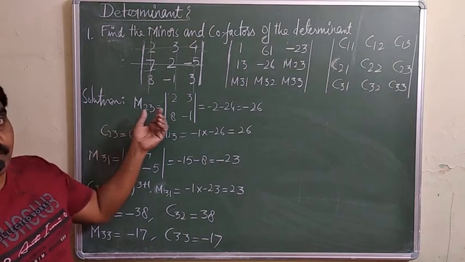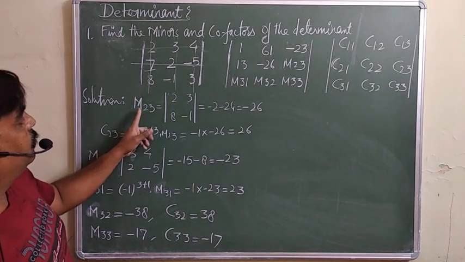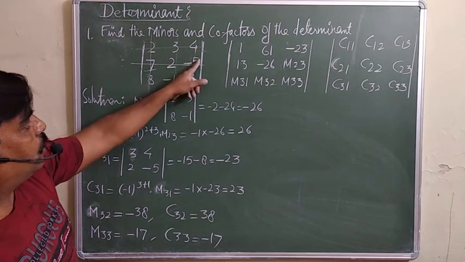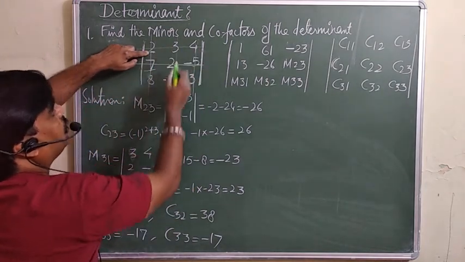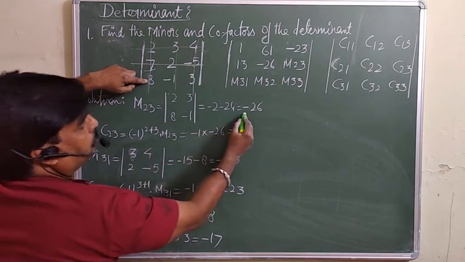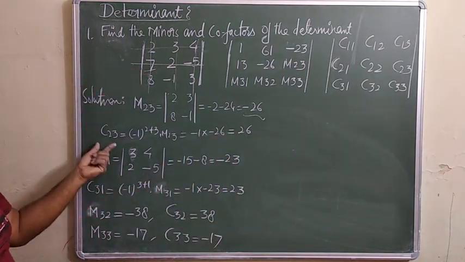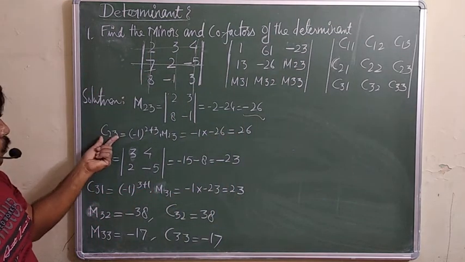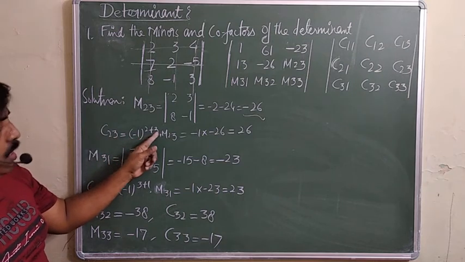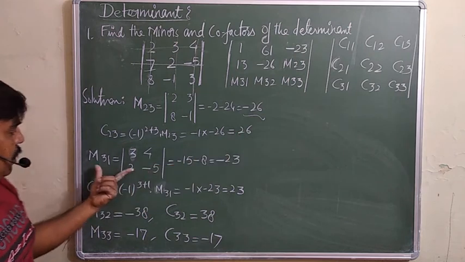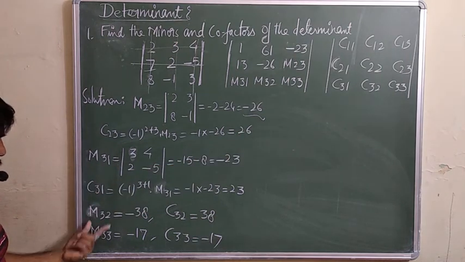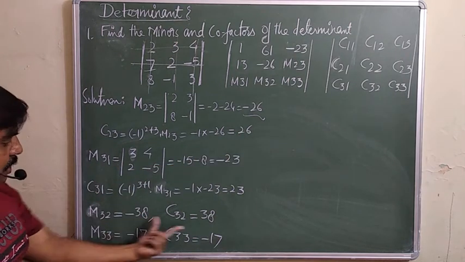Now similarly, you can find the minor M23, means second row, third column. For the second row, third column we will delete. So this is 2 3, 8 minus 1. So you will solve, we will get minus 26. You want to find the cofactor of this one. Minus 1 to power 2 plus 3 into whatever the minor is there only, plus 26. Similarly, I solve this 3 1, 3 2, 3 3 here only, minors and the cofactors.